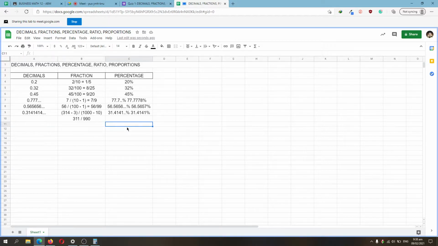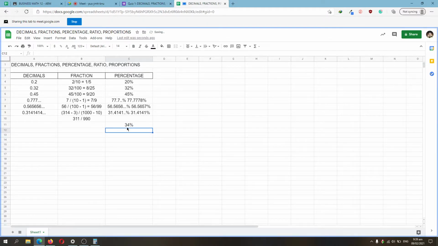Bibigyan tayo ng tinatawag na percentage. So, ang percentage natin, sabihin na natin, 34%. So, paano natin gagawing fraction yon? Yung percentage na 34%, paano nakuha? That is 34 over 100, or that is equivalent to, lowest term natin sa 2, that is 17 over 50. So, paano natin gagawing decimal yan? So, again, decimal place, kaso papuntang left. That is 0.34.